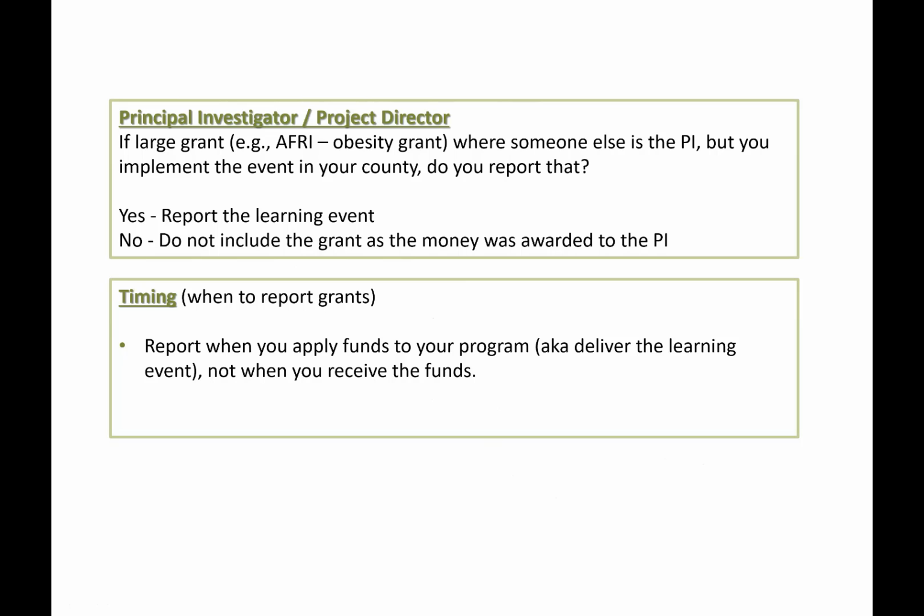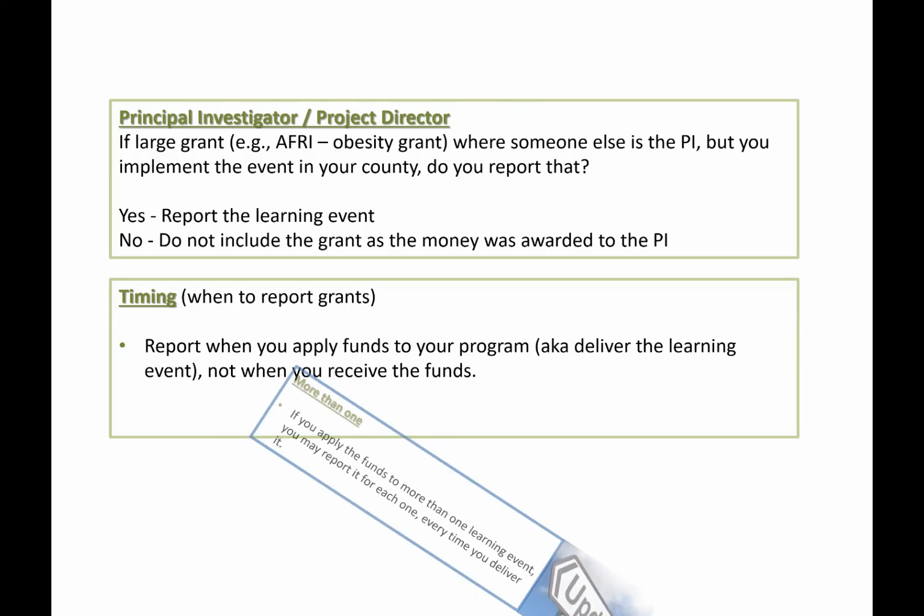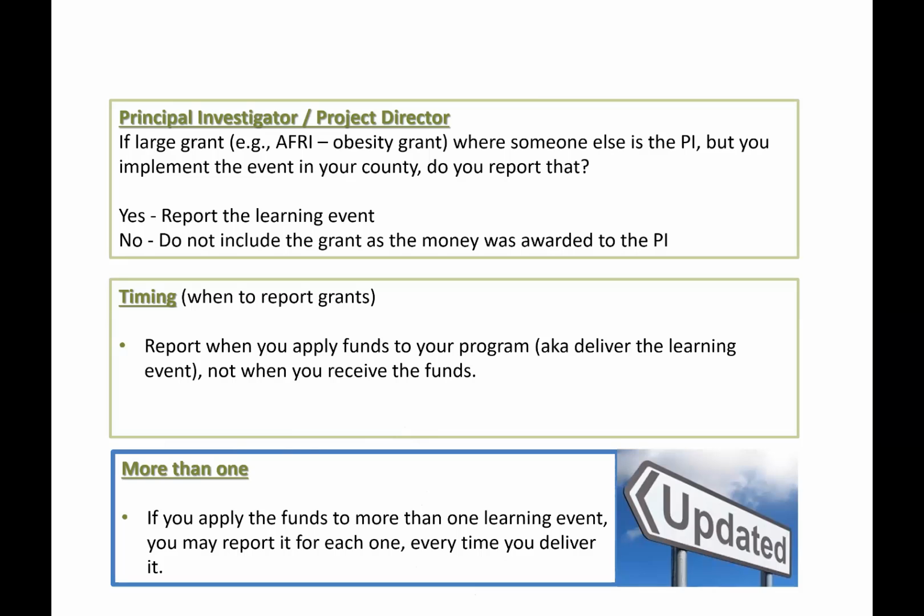So in February, when you have your learning event happen and you go into Digital Measures to report it, that's when you talk about your grant. That's when you document that the grant supported that particular event that happened in February. So the date that you're awarded the grant doesn't come into play as we're talking about our reporting in Digital Measures.